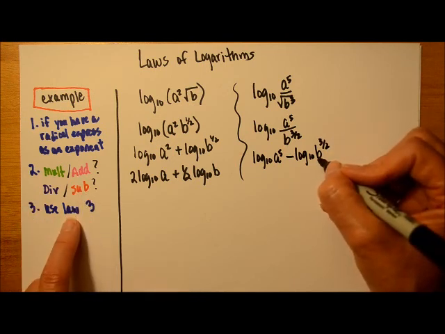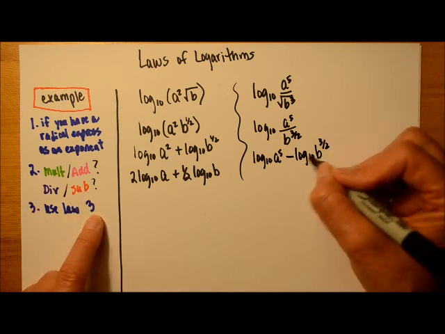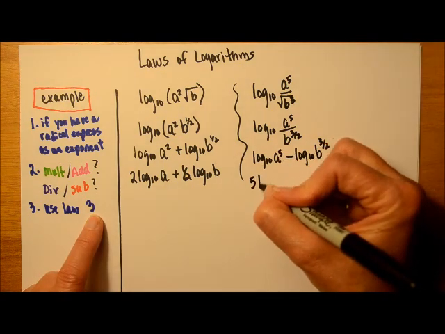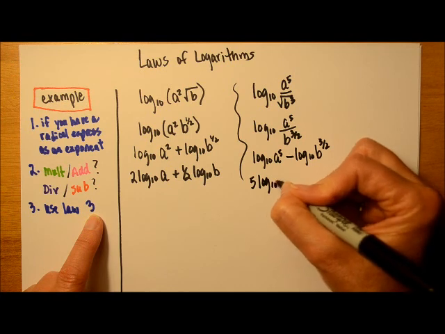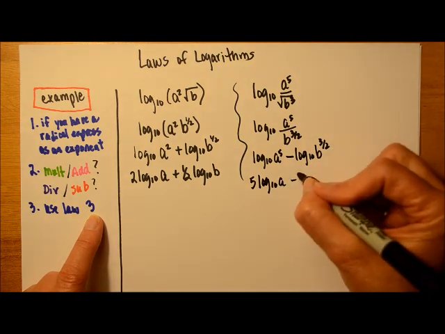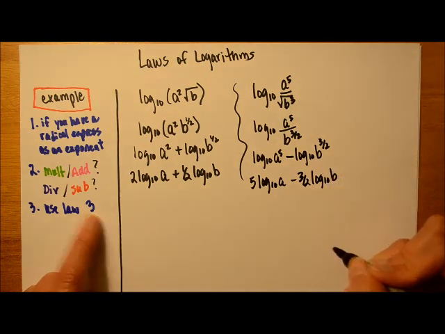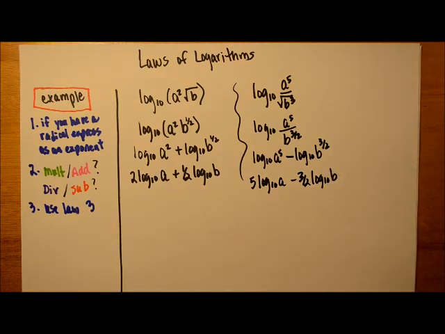The last thing I'm going to do is use law 3. Law 3 is that exponent law where that exponent's going to pop in front. So I have 5 log base 10 a minus 3 halves log base 10 b, and I'm done. What do you think? Not so bad, right?